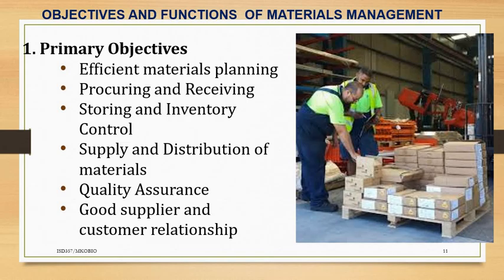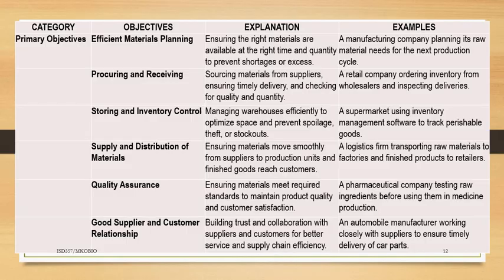So here, what are the primary objectives? The primary objectives are concerned with efficient materials planning, procuring and receiving, storing and inventory control, supply and distribution of quality materials, quality assurance, good supply, and customer relations. So we are going to discuss it in the next part. We talk of the efficient materials planning, that is ensuring the right materials are available at the right time and quantity to prevent shortage and excess. Are we good?